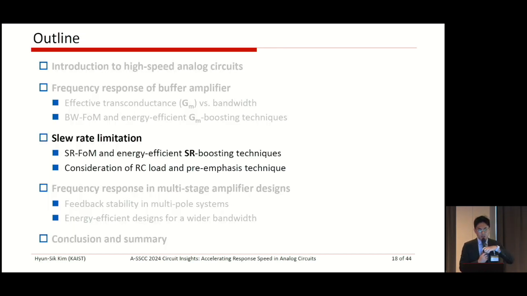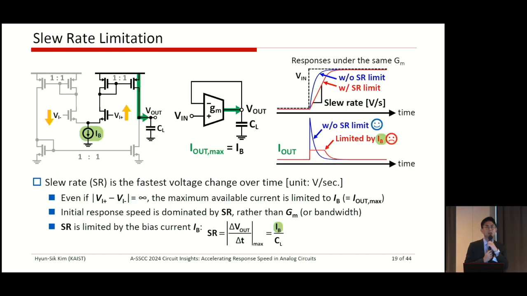Let's turn our attention to the slew rate limitation. In the small signal analysis, it is hard to see the slew rate limitation, but from the practical, transistor level implementation perspective, the maximum drivable output current is highly limited. This is the transistor level circuit implementation. When a very high difference voltage is applied to the differential pair, one side is turned off and the other is fully turned on.